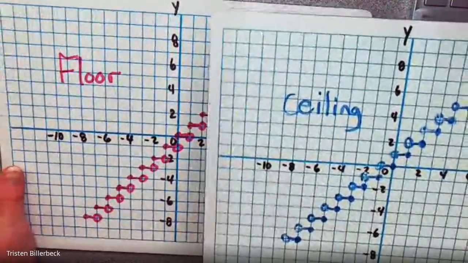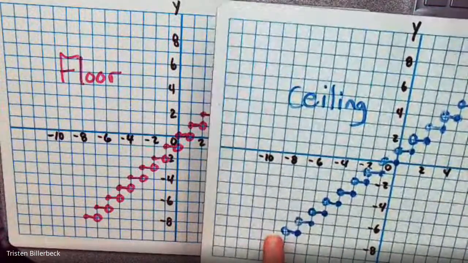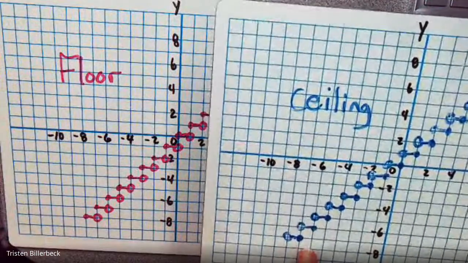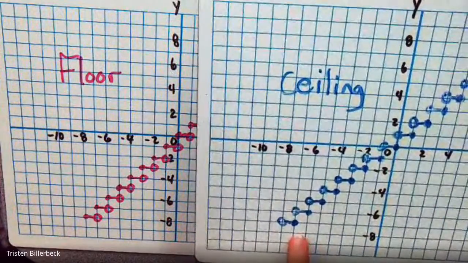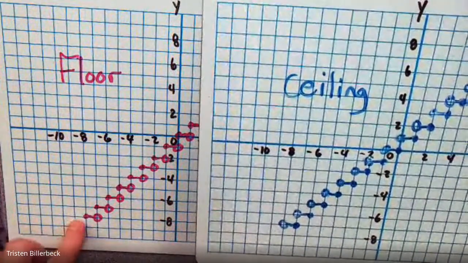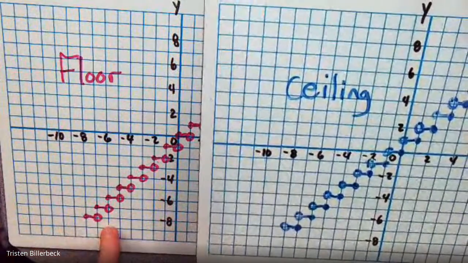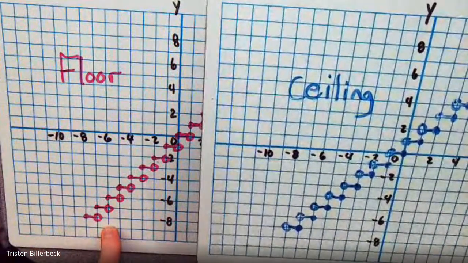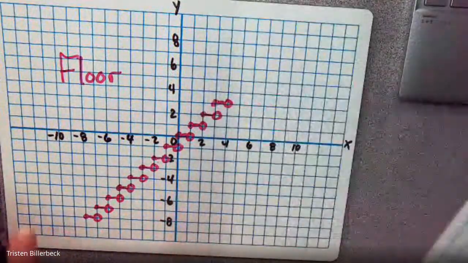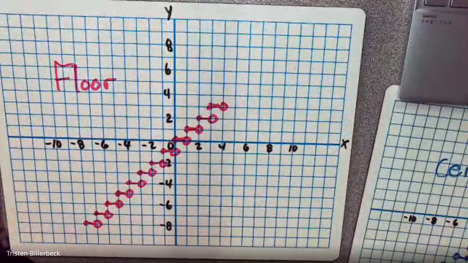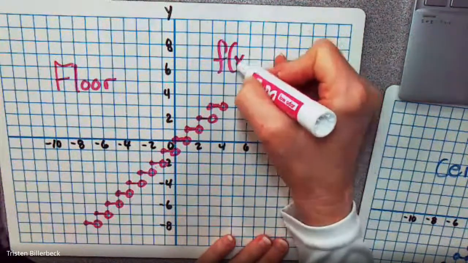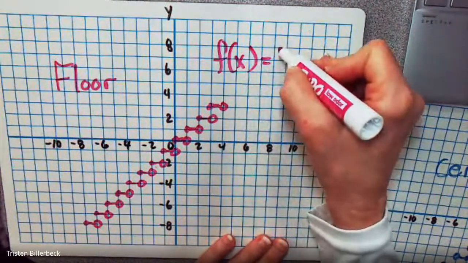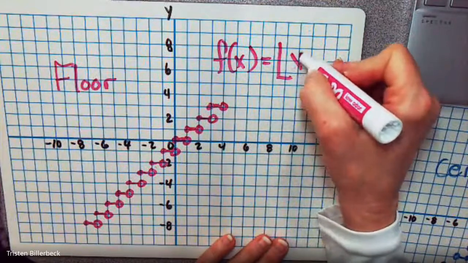All right, so let's compare the two side by side. So we have the ceiling function. The open point is on the left, the closed point's on the right, and the floor function, the closed point's on the left, the open point's on the right. Okay, and let's write how we would designate that. So the floor function would be f of x equals, and the bar is going to go down like that.